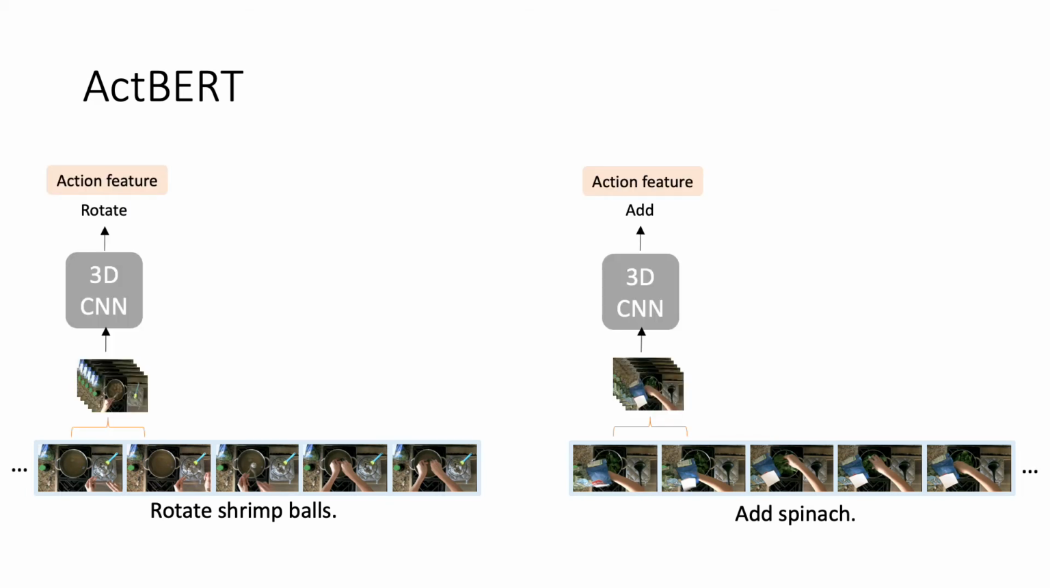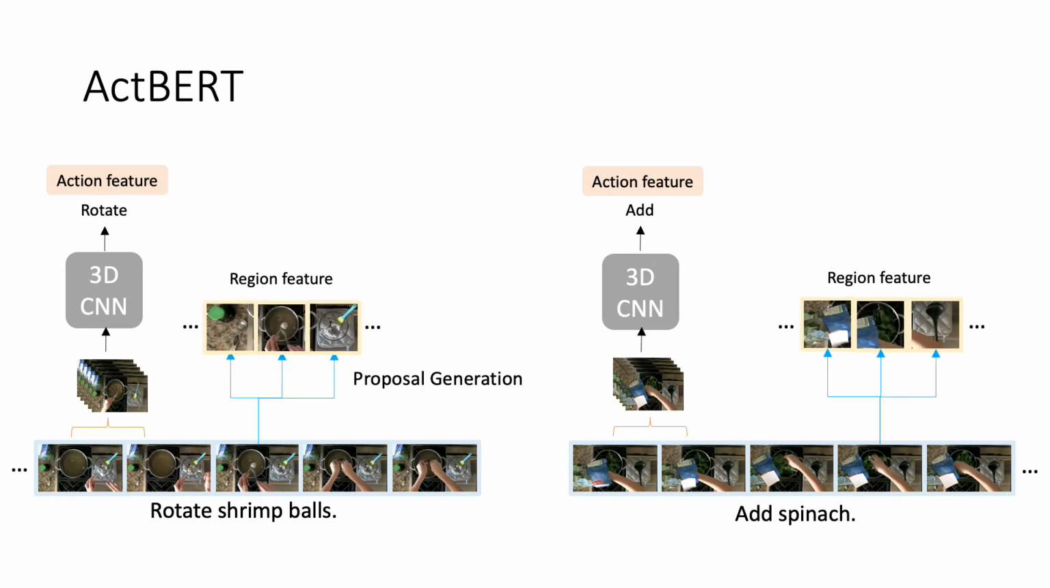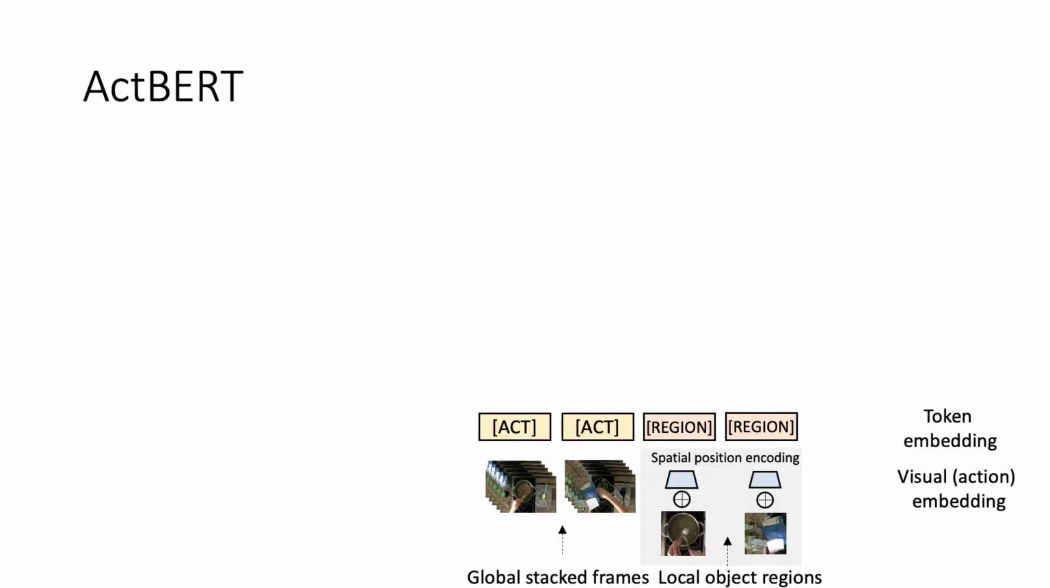The stacked frames will be forwarded to a 3D ConvNet. The action features can then be obtained. The 3D ConvNet is pre-trained with the verb as the label, so the obtained features are action-related. Region features are extracted by a pre-trained object detection model. The action features and the region features are served as visual embedding.